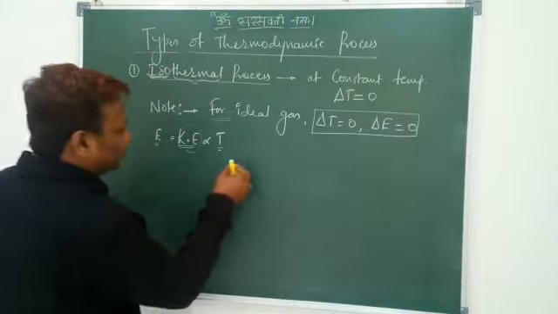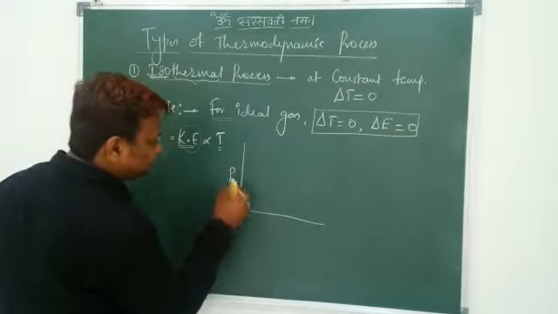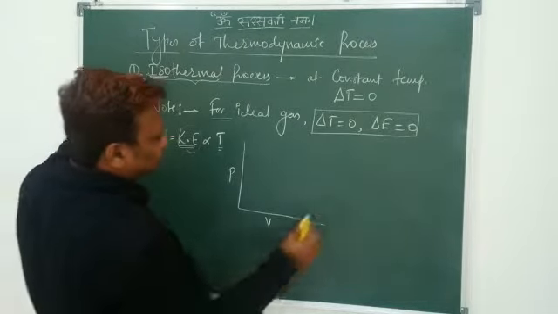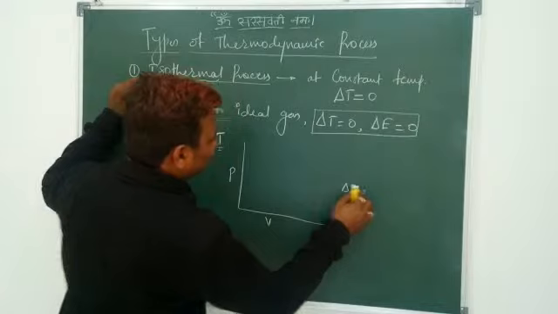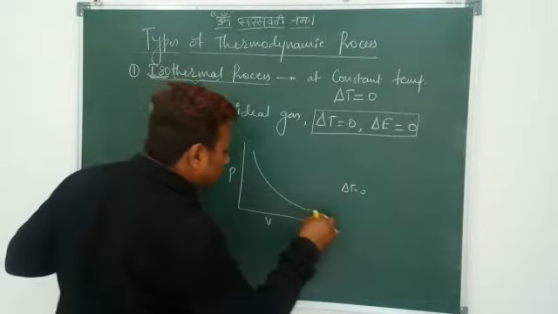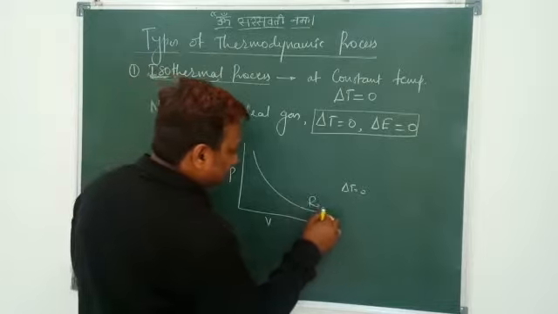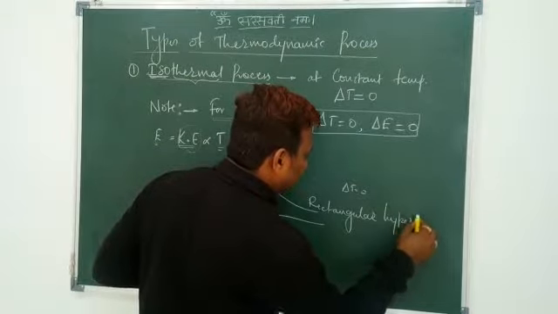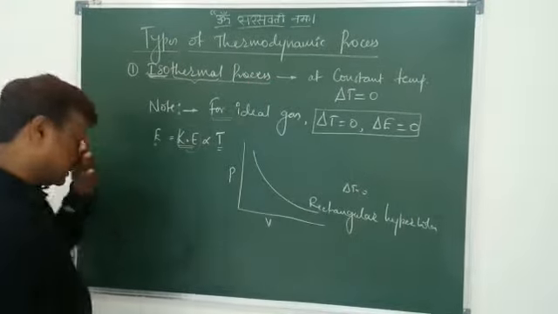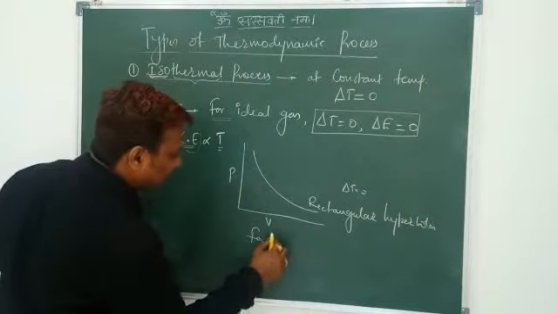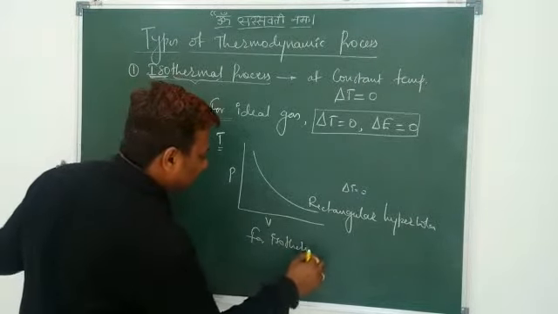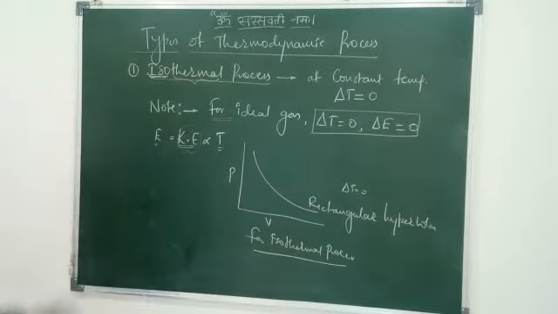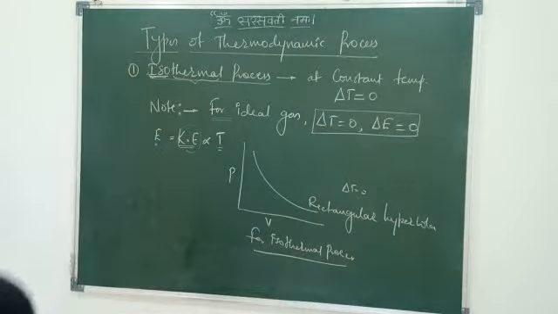For that we can plot a graph of pressure against volume. In this case, for isothermal, where delta T is equal to 0, we get a rectangular hyperbola graph. This graph is only for the isothermal process. So this is one of the important types of thermodynamic process that we have seen here.